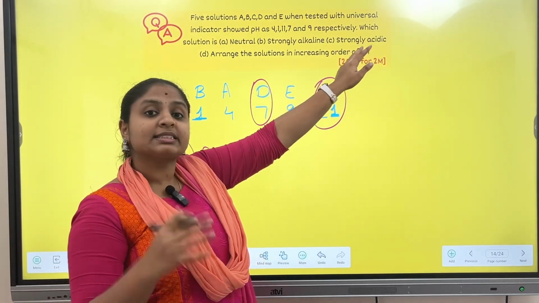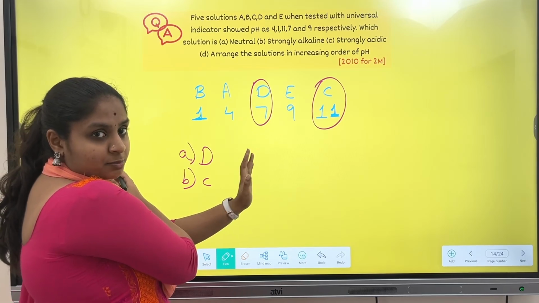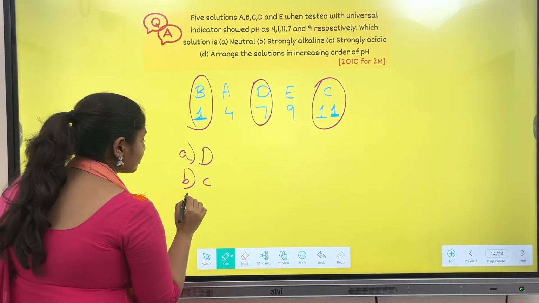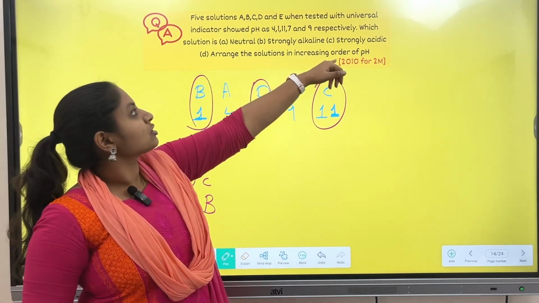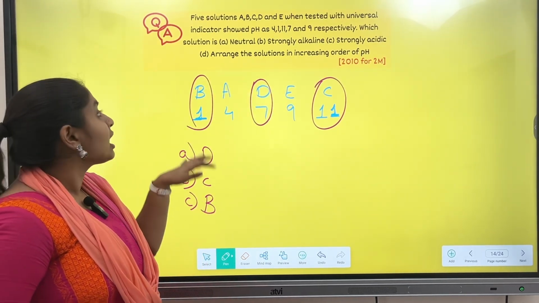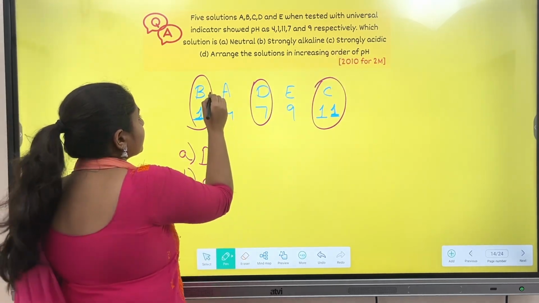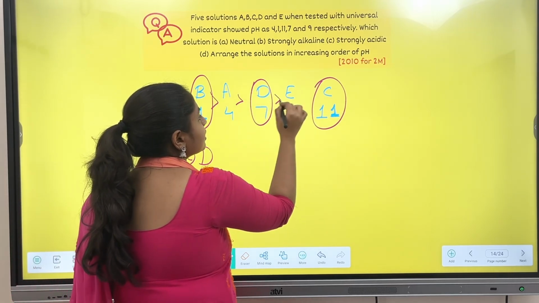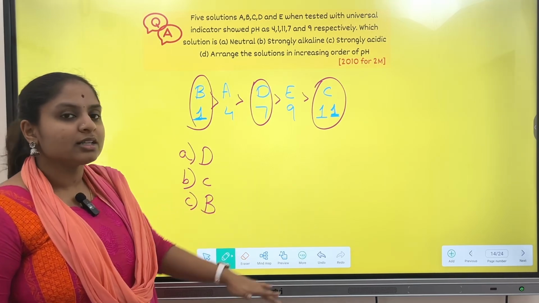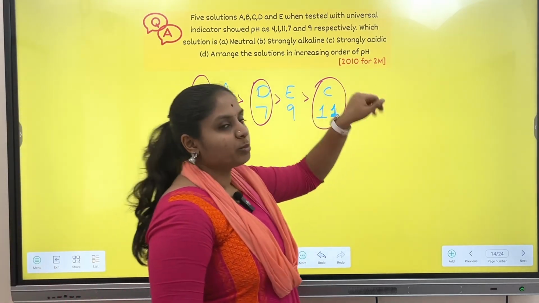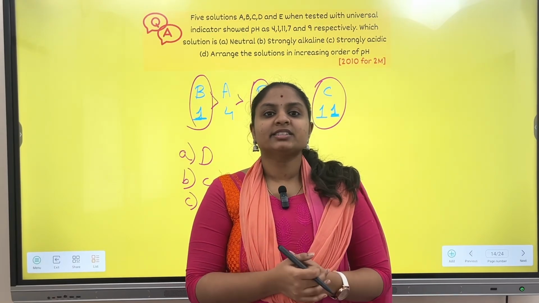Next, the strongly acidic solution. Acidic means it should be on the leftmost side of the pH scale. Here B is the solution on the leftmost side. Therefore, for the strongly acidic solution, the answer is B. And the last question is, arrange the solutions in increasing order of pH. We have already arranged them in increasing order of pH. So if you write all this in one answer, you will get the complete 2 marks. So now we have cleared up pH. Let's move forward.